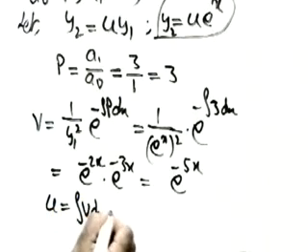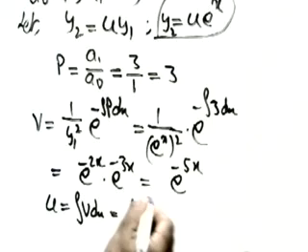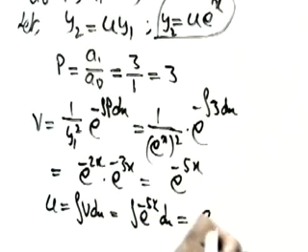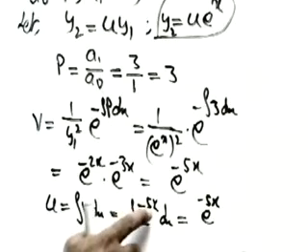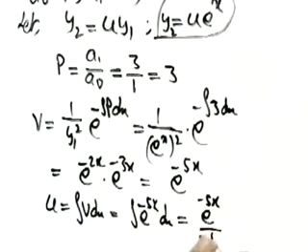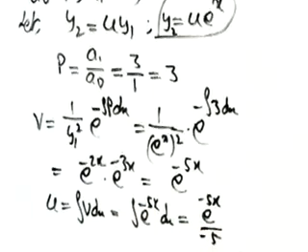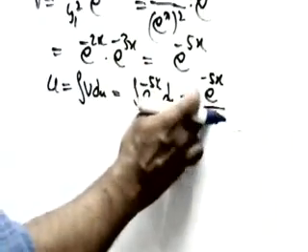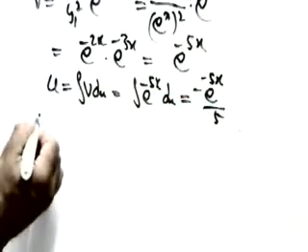Now the next step is u. u is integration of v dx. Integration of v is e power minus 5x dx. So integration of e power x is e power x, but we have the constant 5 with x, so divide by minus 5. Bring this minus in the numerator.